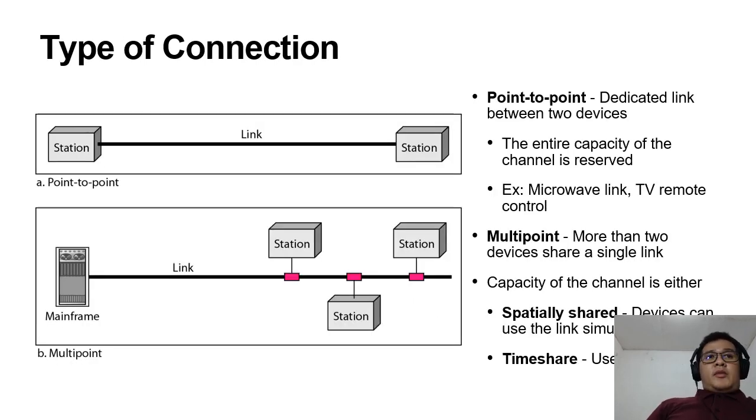So this is the type of connection. The type of connection will be two: point to point or multi-point. In point to point, the station to the station is a directly dedicated link between two devices. The entire capacity of the channel is reserved, such as a microwave link or TV remote control. That was point to point. And the other one is multi-point. More than two devices share a single link. The capacity of the channel is either spatially shared or time shared.